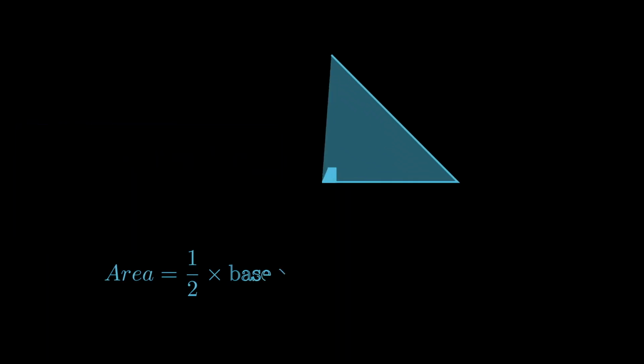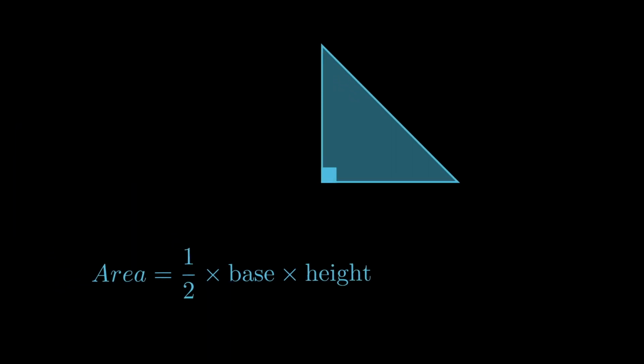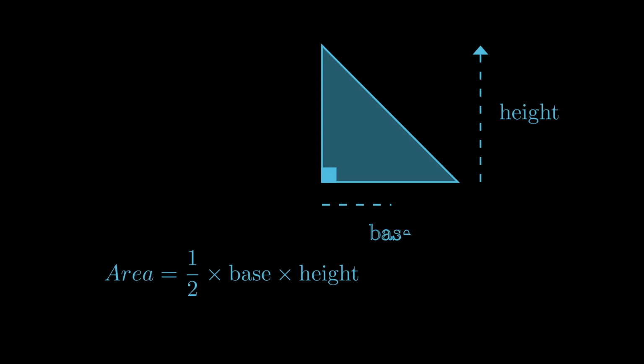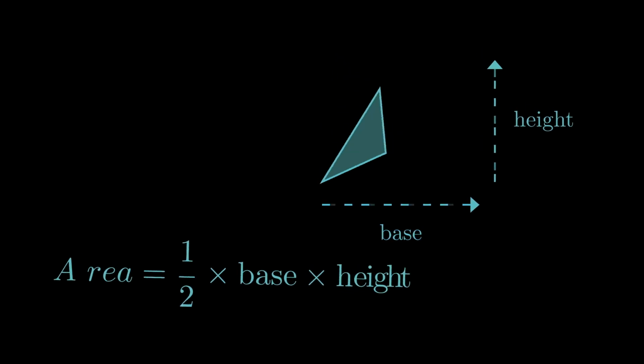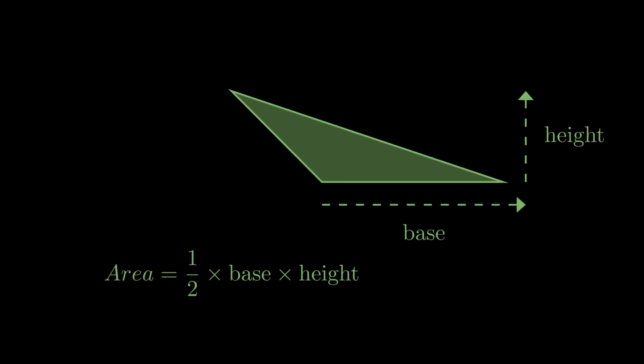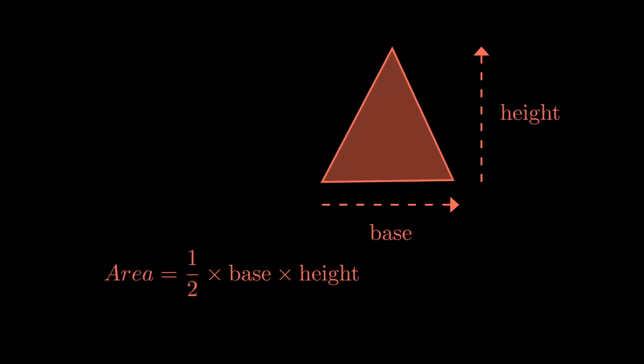Why does every triangle have an area of 1/2 base times height? If you take a right angle triangle, or an obtuse angled triangle, or even an acute angled triangle, all of them have exactly the same area, 1/2 base times height. Let's derive first the formula for the right angle triangle.